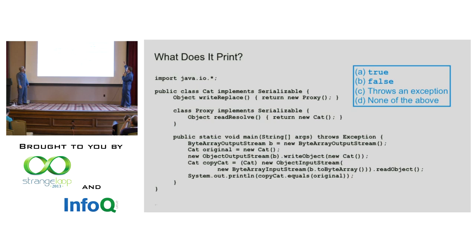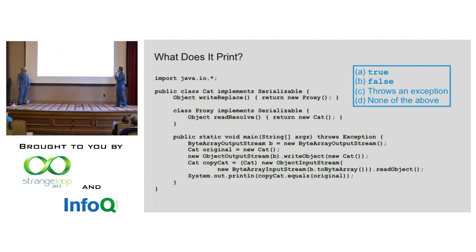How many people think the correct answer is C, and that this method throws an exception? That's about half? Yeah, a third, half, something like that. I can't count. How many people think the correct answer is D, none of the above? Always a safe choice. Oh, no votes. They get lonely if they have no votes. Oh, we got one for none of the above. We're going to have to change the answers next time.